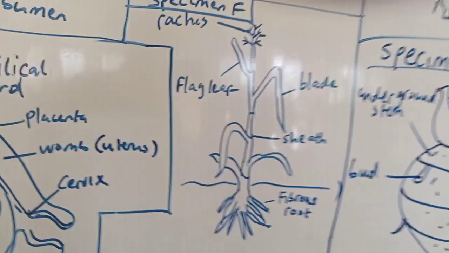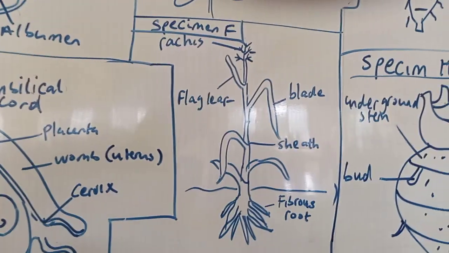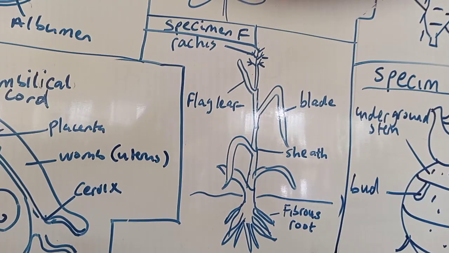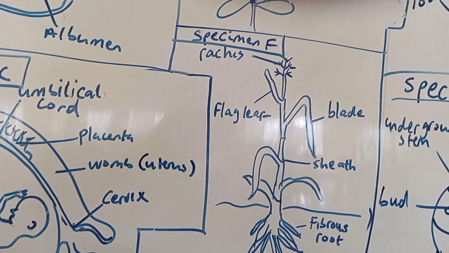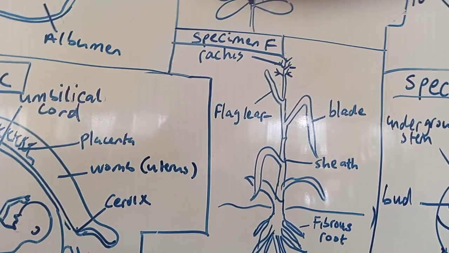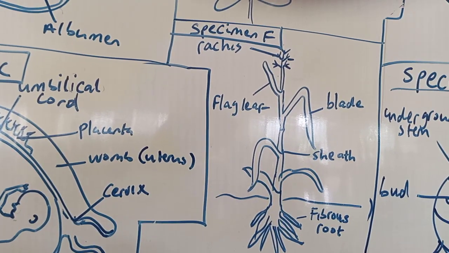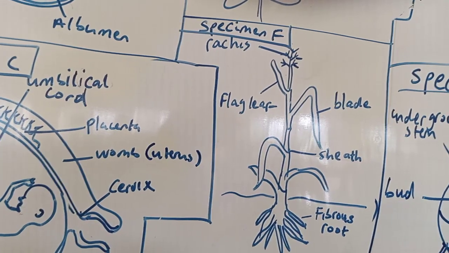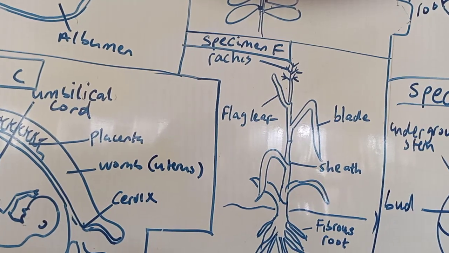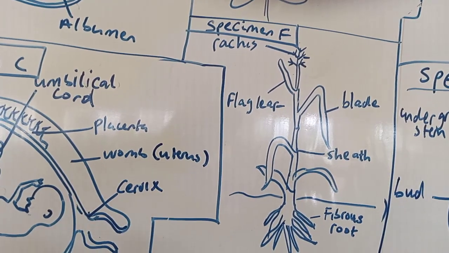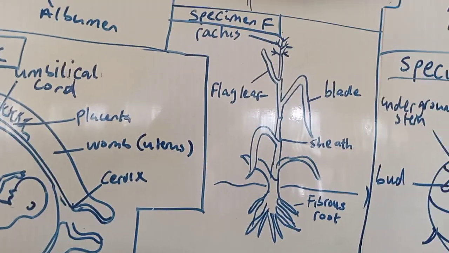Specimen F is a Guinea corn. The diagram shows the whole plant. Let's look at the features of specimen F, the Guinea grass. Number 1, it has long sword-like leaves. It has fibrous roots. Its root grows horizontally, and the root is called rhizomes. I also want you to know that it's monocot and it has a simple leaf.